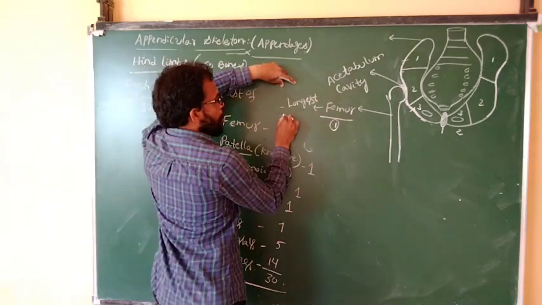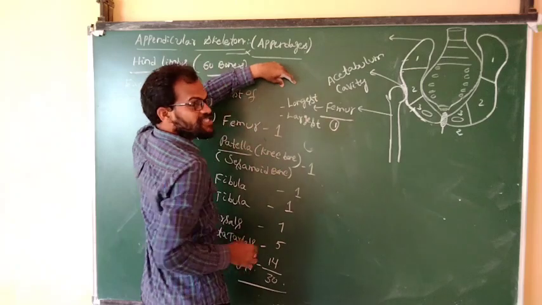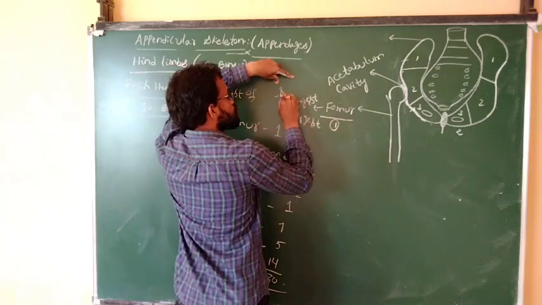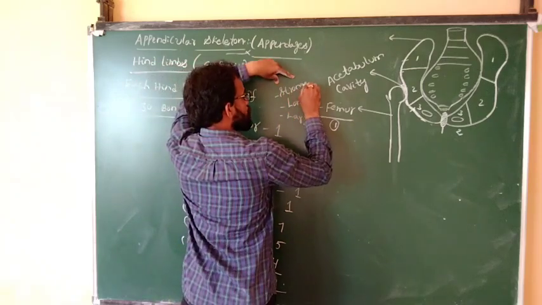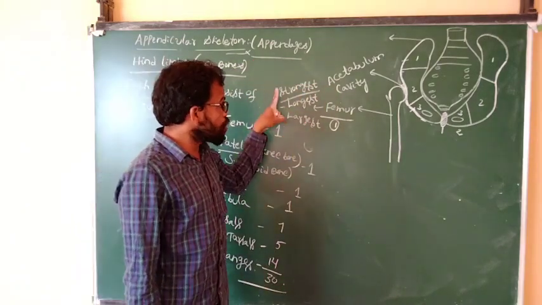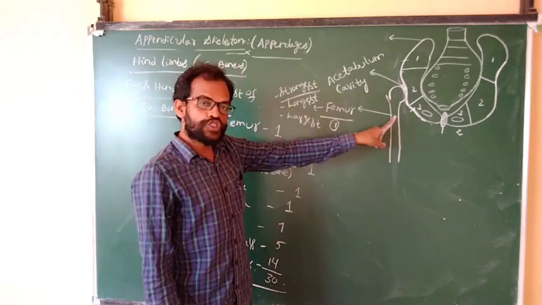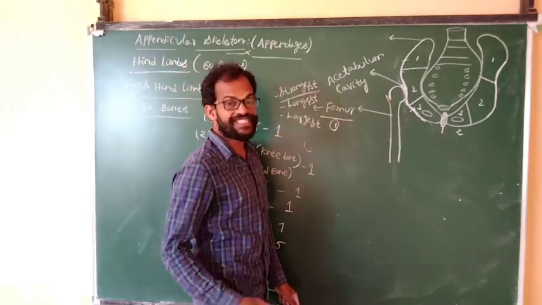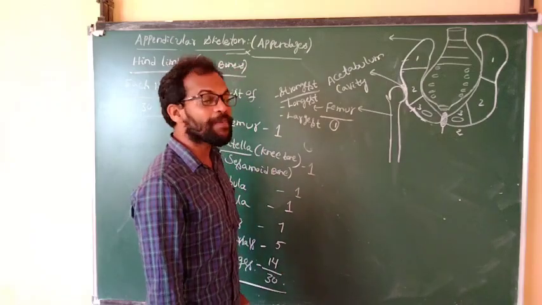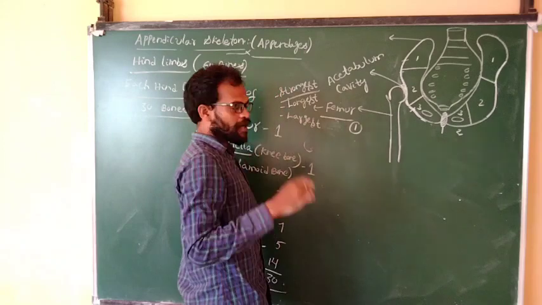It is the longest, largest, strongest bone in our body. What is it? Largest, longest, strongest. It is known as the femur bone. What is it? The femur bone. It is the longest, largest bone. How many bones? Each limb consists of one femur.